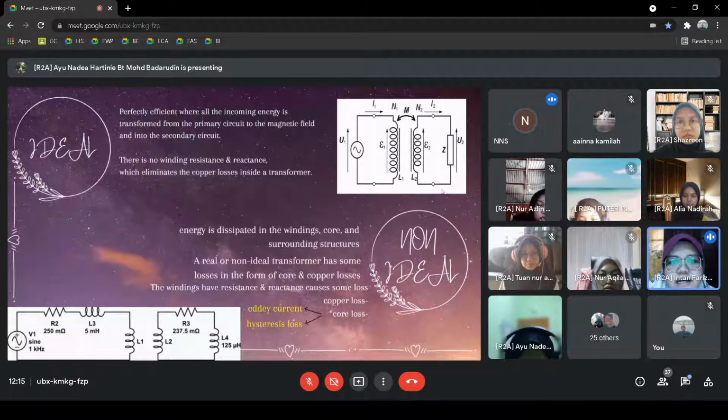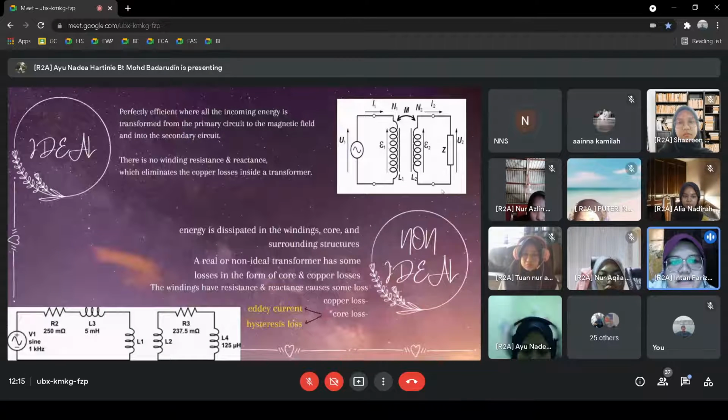Larger transformers are generally more efficient, and those of distribution transformer usually perform better than 98%. A real or non-ideal transformer has some losses in the form of core or iron losses and copper losses. So when the current in the main winding is changed, then the magnetic flux will be changed so that an EMF can be induced within the secondary coil.